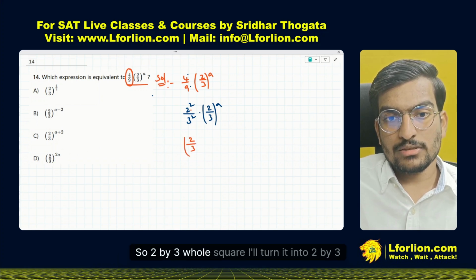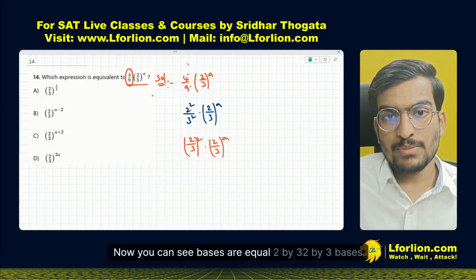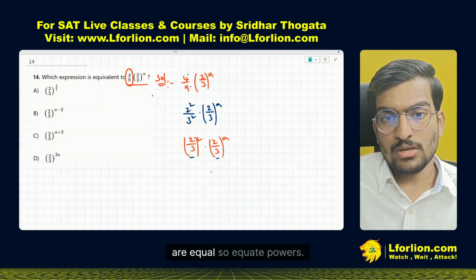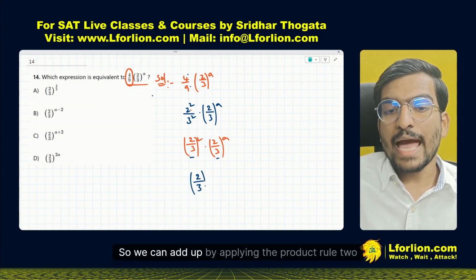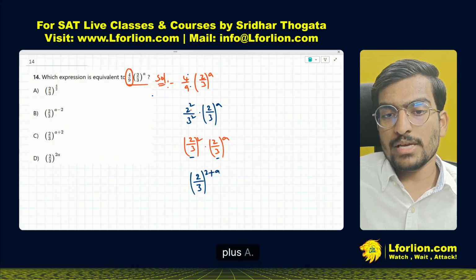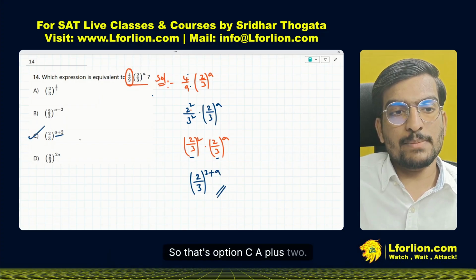So (2/3) whole squared, I'll turn it into (2/3) whole power a. Now you can see the bases are equal. 2/3, 2/3, bases are equal, so equate powers. So we can add up by applying the product rule. 2 plus a, so that's option C, a plus 2.